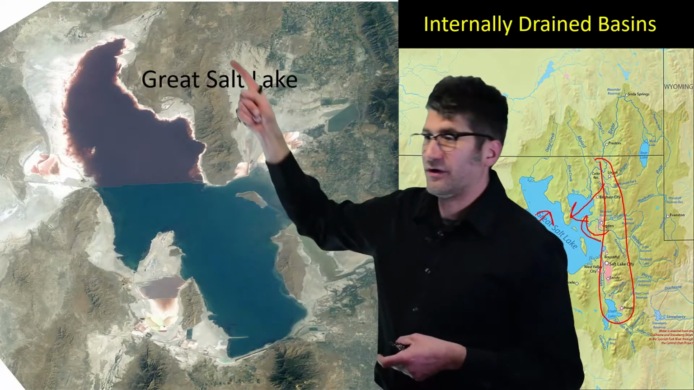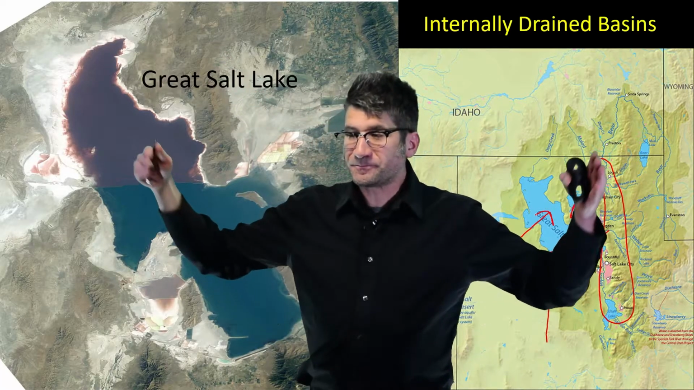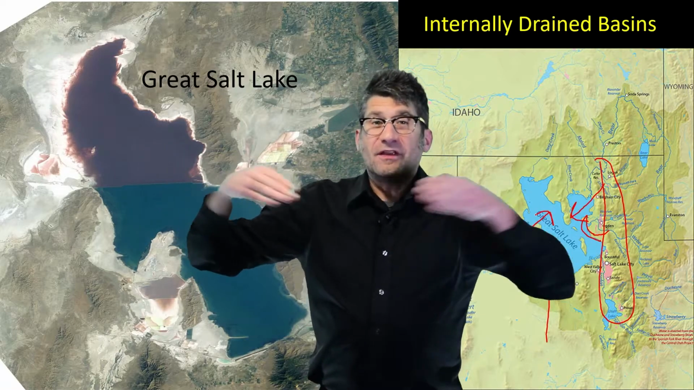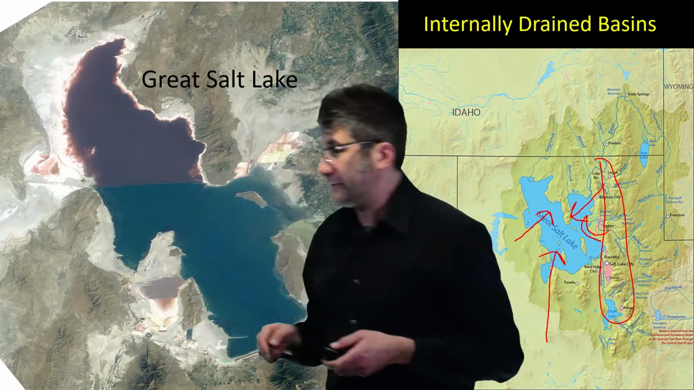So that's what we call an internally drained basin. The Great Salt Lake is a great example, and it's part of the larger Great Basin that is most of Nevada, which is a series of internally drained lakes.